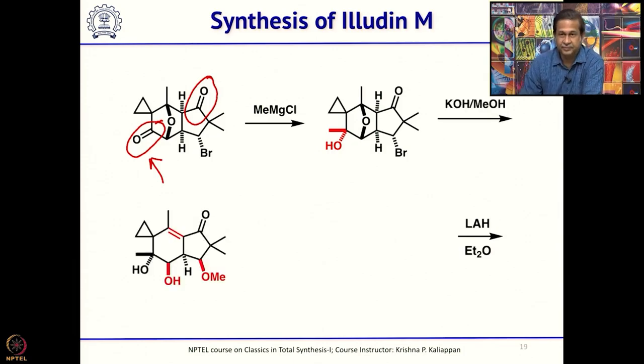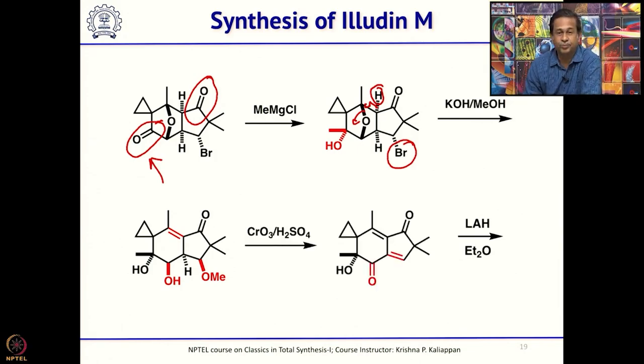Next step is the removal of not only this oxo bridge, but also when you treat with base, potassium hydroxide and methanol, it undergoes an SN2 displacement of this bromine. So you get a methoxy group, and this one opens and you get a hydroxyl group. Understand? This opens and you get the oxygen bridge, and the bromide undergoes SN2 displacement with methanol.